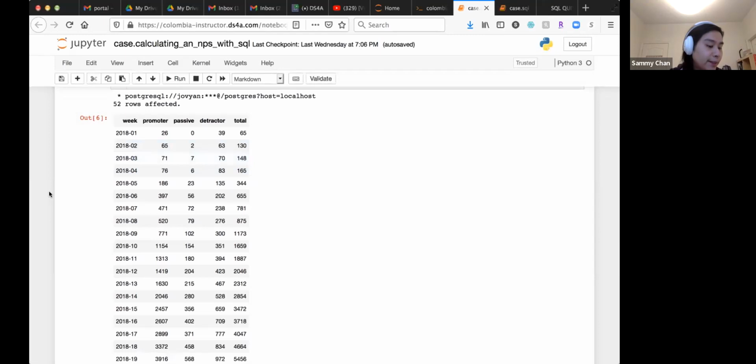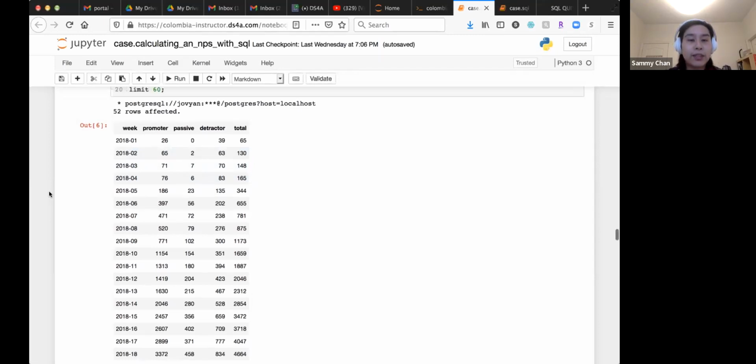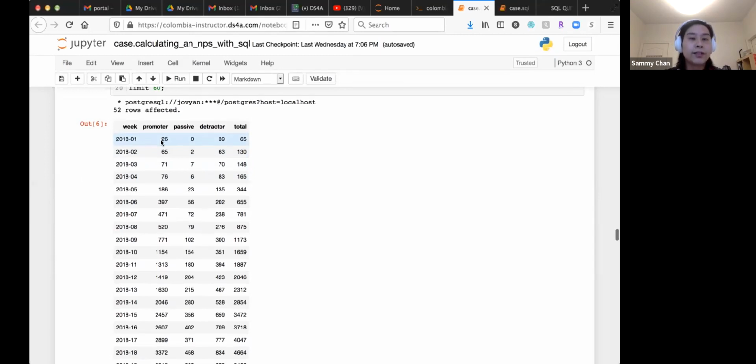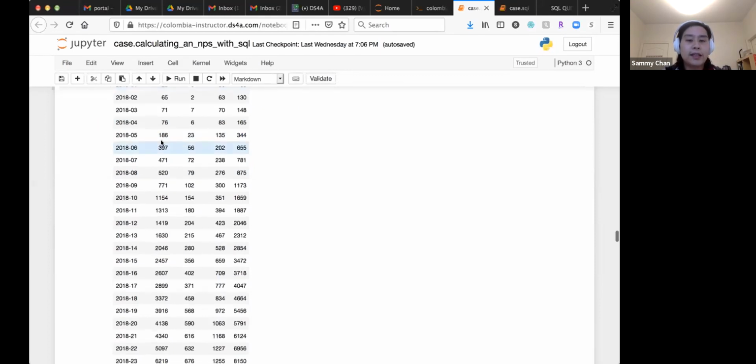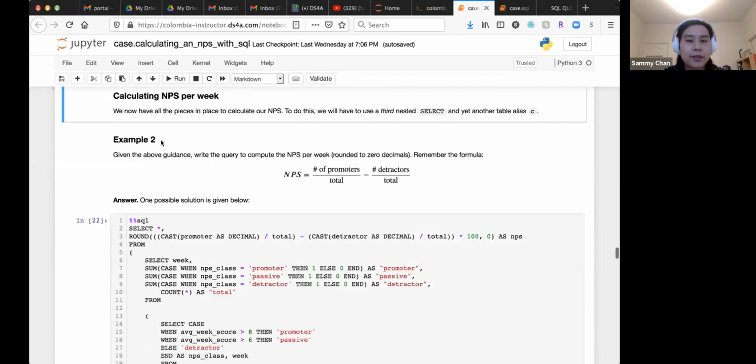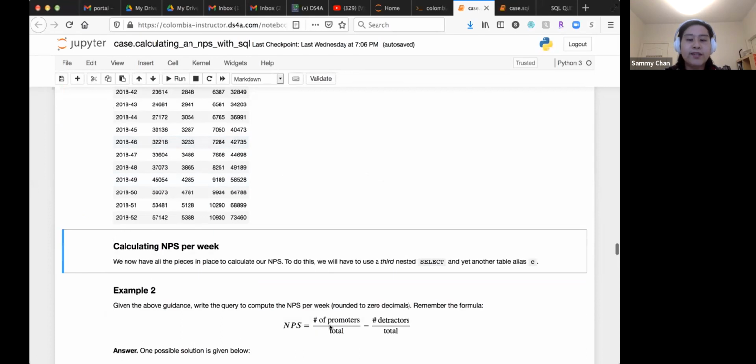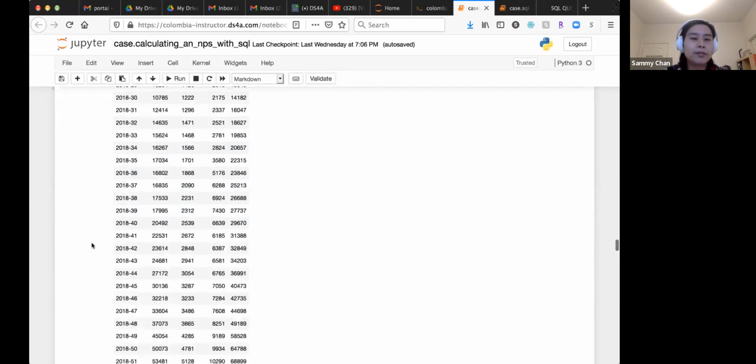Then the natural next step you can think of would be to start calculating the NPS score per week. So here, we can first have this formula in our mind. NPS is the fraction of promoters minus the fraction of detractors, and then multiplied by 100.